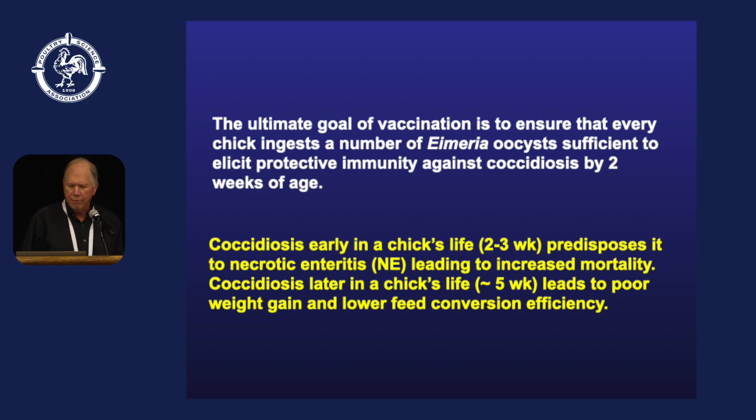Early in a chick's life, and that is 2 to 3 weeks, coccidiosis predisposes it to necrotic enteritis because of the damage that cocci does to the mid-intestine. And it leads to increased mortality. Later in a chick's life, around 5 weeks and thereafter, it leads to poor weight gain and lower feed conversion efficiency. So we need to get chicks either protected by drug treatment or we need to protect them by vaccination.